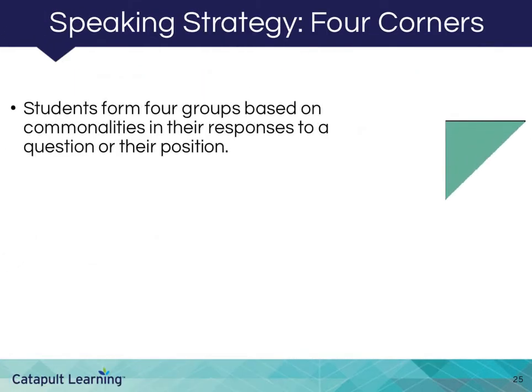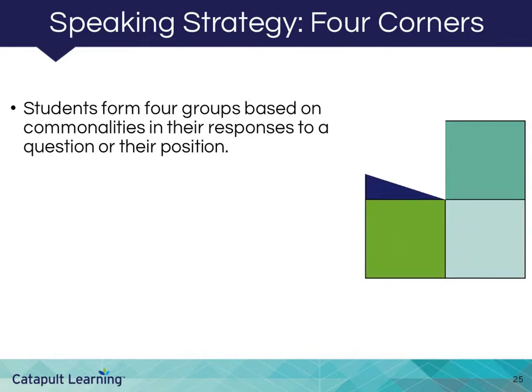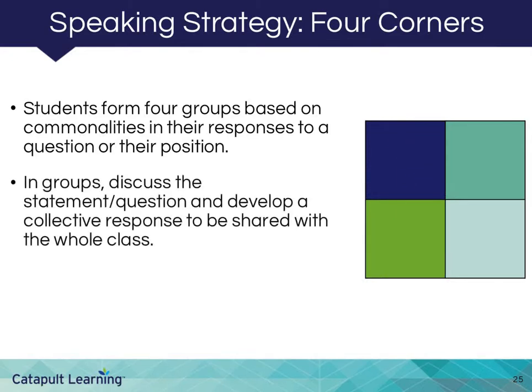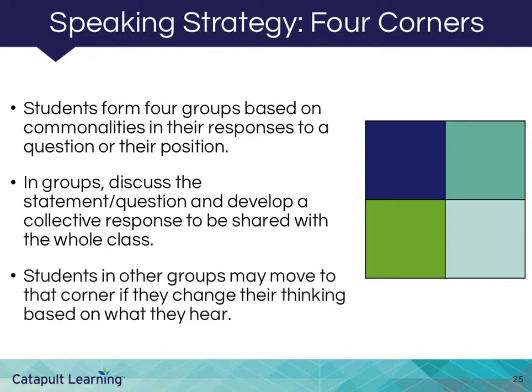In the four-corner strategy, students form 4 groups based on commonalities in their responses to a question or their position about a statement. In those groups, students discuss their thinking and develop a collective response to be shared with the class. Students in other groups may move to that corner if they change their thinking based on what they hear. Encourage movement and ask students to explain why they moved.